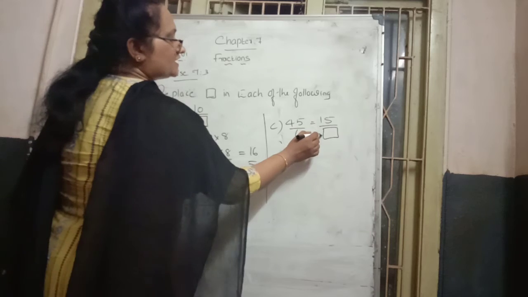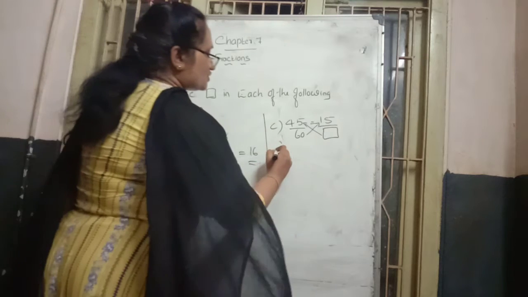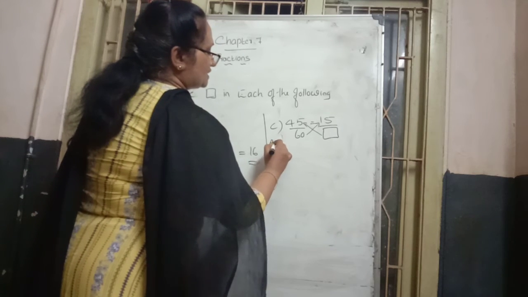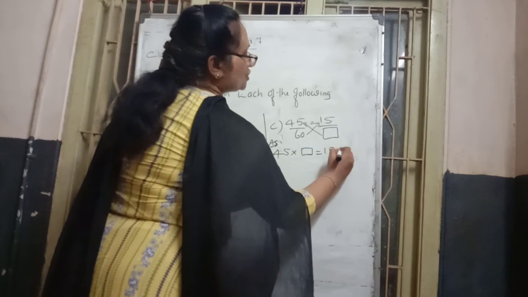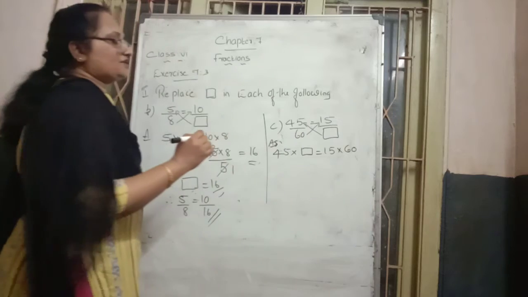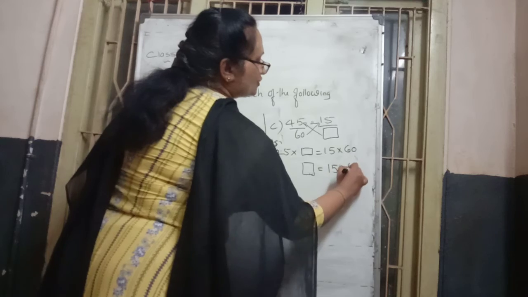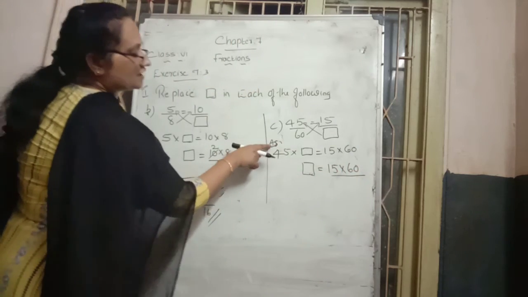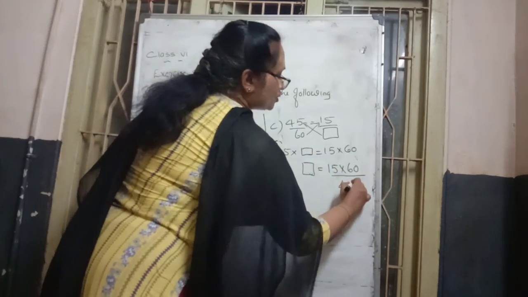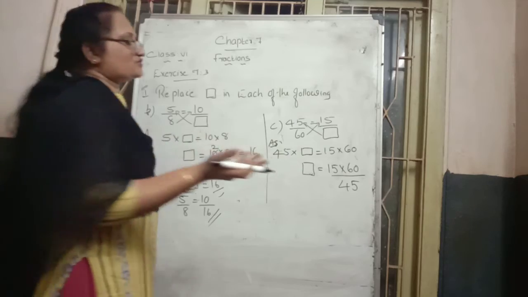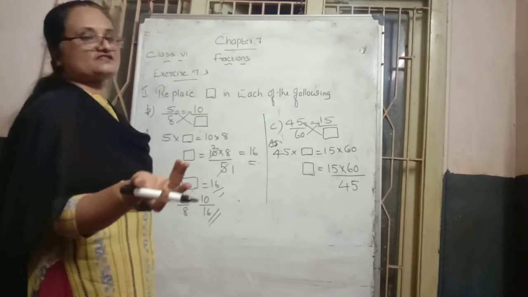Same process only. Here the box is cross multiplied with 45, and 60 is cross multiplied with the right side numerator. So 45 into box is equal to 15 into 60, cross multiplied with the right side numerator. So how do we get the box value? Keep the box on the left side. The right side stays unchanged, 15 into 60. The left side 45 is multiplied, so 45 is sent to the opposite side and becomes the denominator. Which table is possible? You can use any number. Here 15 can be cancelled with 5, and 60 can also be cancelled with any number.